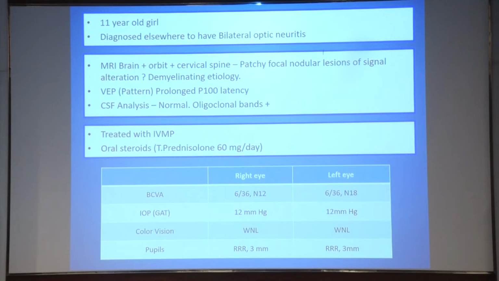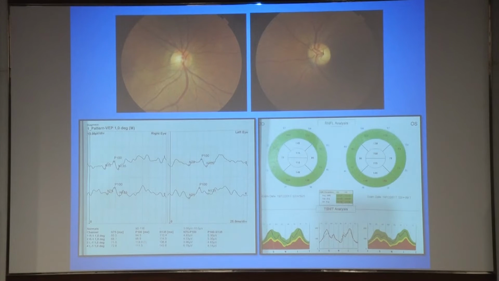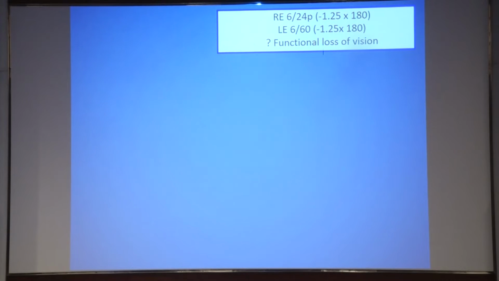So this was an 11-year-old child who had been diagnosed elsewhere to have bilateral optic neuritis. She had been investigated extensively, already treated with IV steroids, and referred because vision was not improving. The first time I saw her, vision was 6/36 in both eyes. Examination essentially normal, disc looking healthy, RNFL normal, VEP okay, maybe little low amplitude, but essentially normal, but vision still what it was. We tapered and stopped the steroids, couldn't really explain the loss of vision, vaguely thinking whether it's functional loss of vision, but keeping under observation.